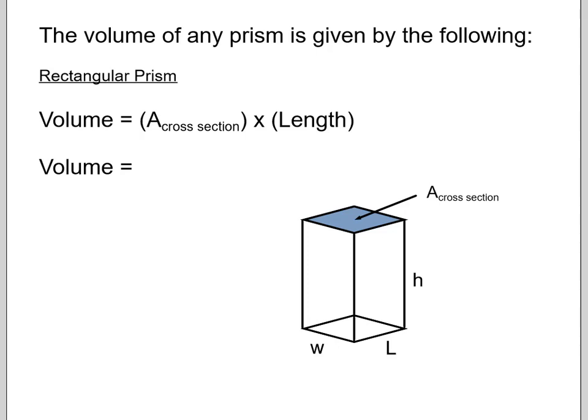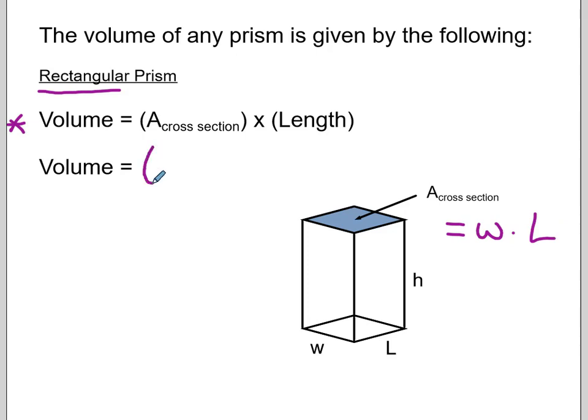The volume of any prism is given by the following. So a rectangular prism, so the rectangular part right here tells us what that cross-sectional area is. So for any prism, the volume can be found by taking the cross-sectional area and multiplying it by the length. Well, this is a rectangular prism, so if we looked at the area of the cross-section, in this case, it would be W times L.